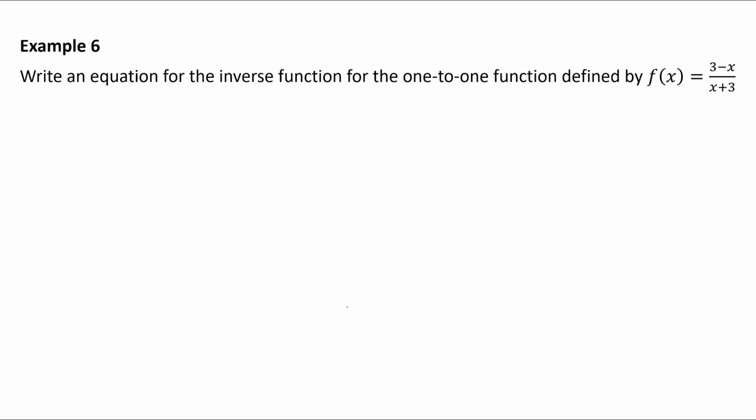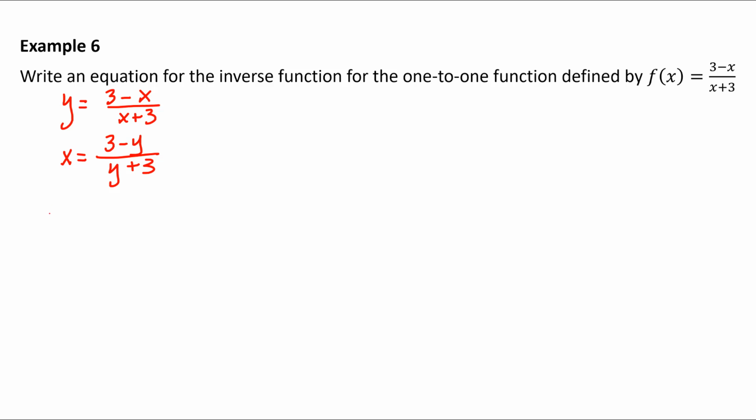Okay, write an equation for the inverse function for the one-to-one function defined by f of x equals 3 minus x over x plus 3. All right, so we're going to follow those rules. We're going to change f of x to y, and then we are going to just write it again, 3 minus x over x plus 3. Now, everywhere we see an x, we're going to put a y, and everywhere we see a y, we're going to put an x. And now we have to solve this equation for y.